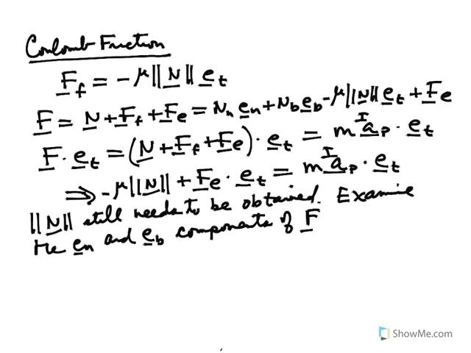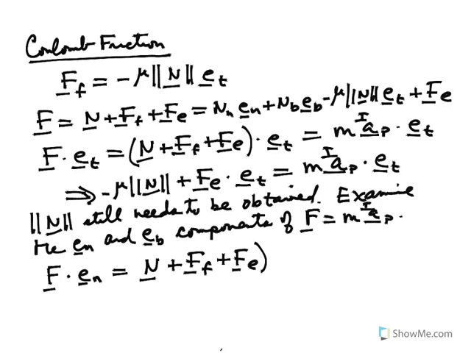Of F equals m a. So let's take the E_n component. What's F dotted with E_n? Well, if we look at it, it's equal to N plus F_f plus F_e dotted with E_n. And that has to equal the mass times the inertial acceleration dotted with E_n. So what do I get when I do that?